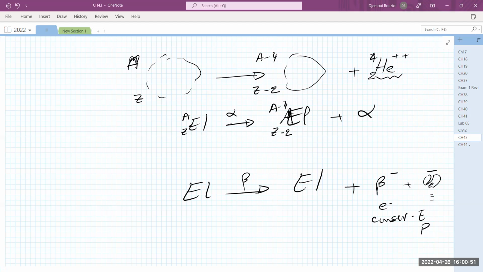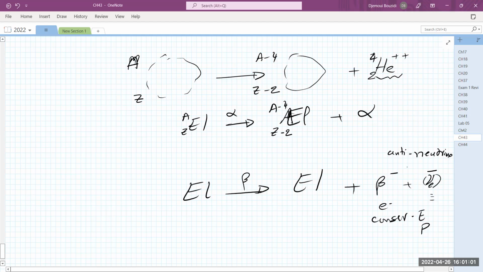So this particle that was posited later on existed, based on experiments. This is actually a neutrino, but as a matter of fact, in here I really don't need a neutrino, I need an antineutrino. And we'll see why that is. Actually, chapter 44 will go in depth about this topic.